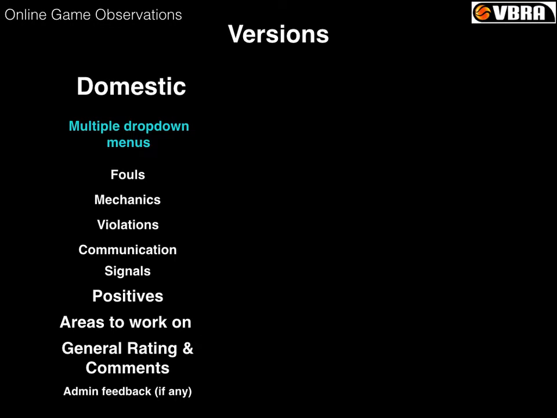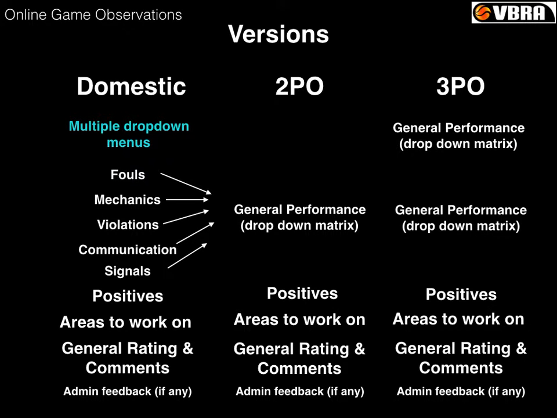There's a domestic version that has multiple drop-down menus in a range of areas. The 2PO version and the 3PO version consolidate the fouls, mechanics, violation things, individual areas into one drop-down matrix to make it a bit more concise.